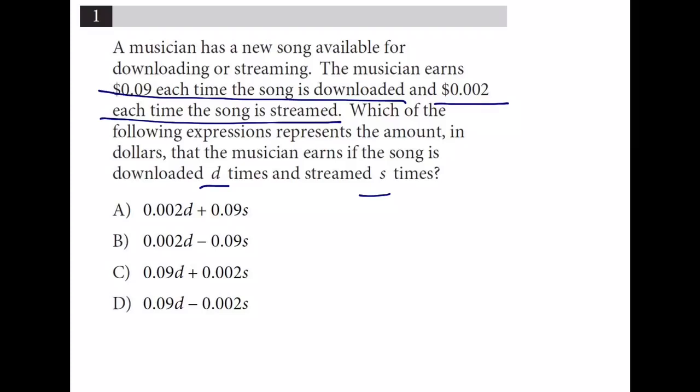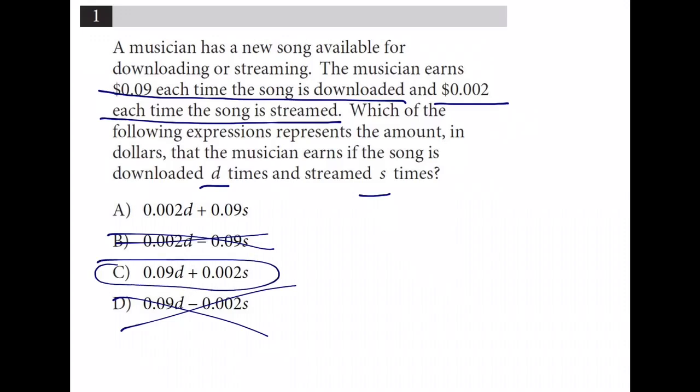So first off, if we identify each time, that phrase each time means we are multiplying. 9 cents times downloads, 0.002 times streams. To make money, we're going to be adding the two together. We can rule out B and D because you don't have to spend money when your song is streamed. From here, it's just a matter of lining up the correct coefficient with the correct variable. For download, it's 9 cents, not for streaming.